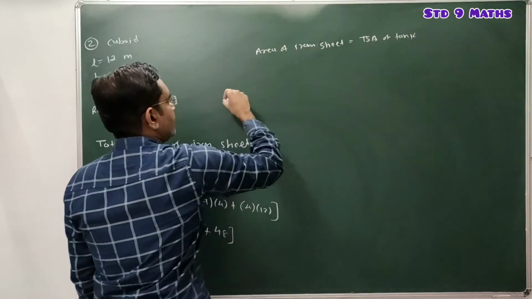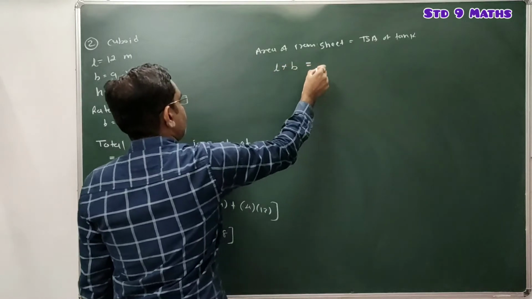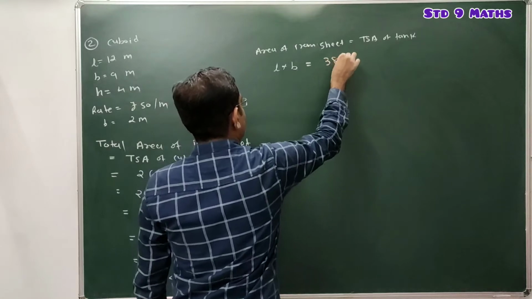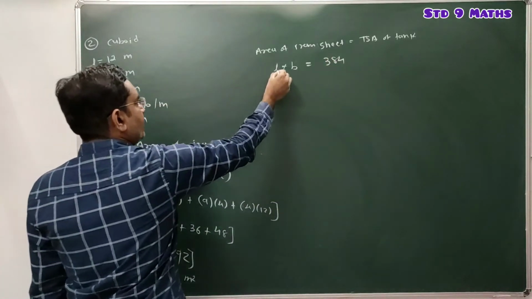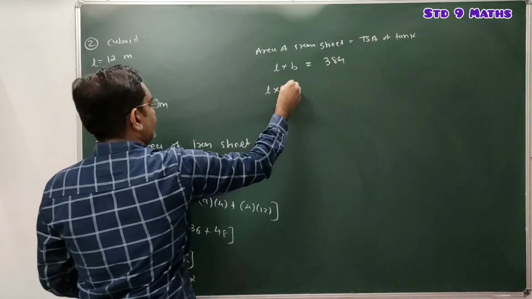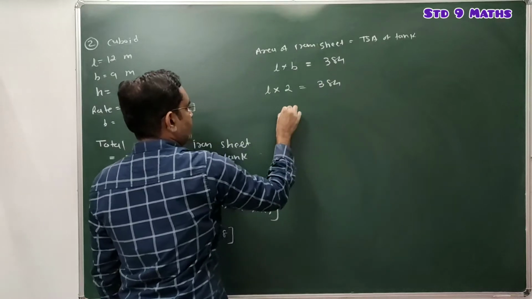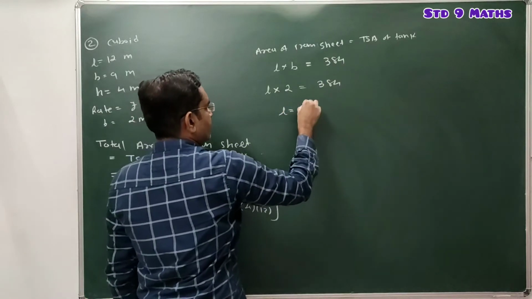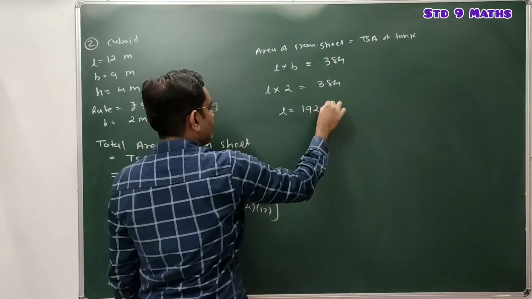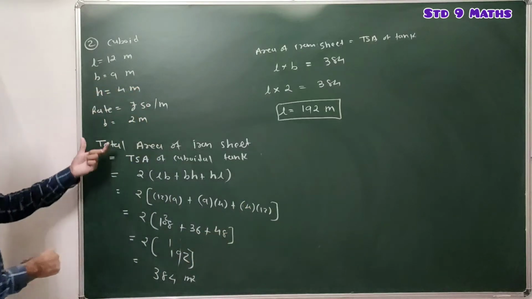So this iron sheet, which is in rectangular shape, that is L into B, must be equal to the total area of this cuboidal tank, 384. So from this we can get the length of this iron sheet. Total length is L and breadth is given as 2 meters, which is equal to 384. So the length of this iron sheet is 2 1s are 2, 2 9s are 18, 2 2s are 4 meters. Total 192 meter length is there, breadth is 2 meter.